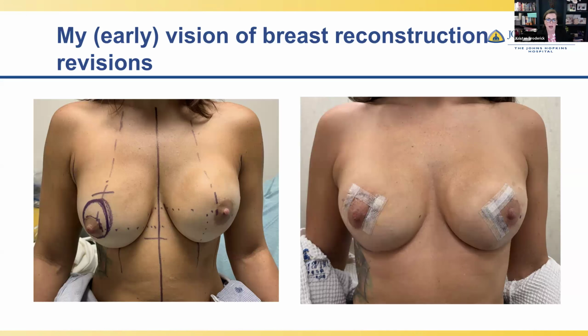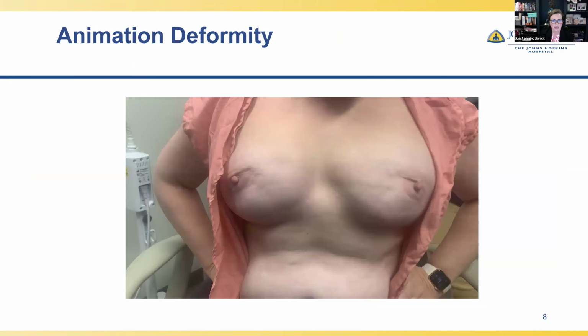So when I was early in my practice, what I really imagined that revisions would look like would be somebody who had implant-based reconstruction, whose nipple was a little bit malpositioned, and I would do a simple mastopexy and get them revised. And that's really kind of where I thought we were predominantly going to be headed.